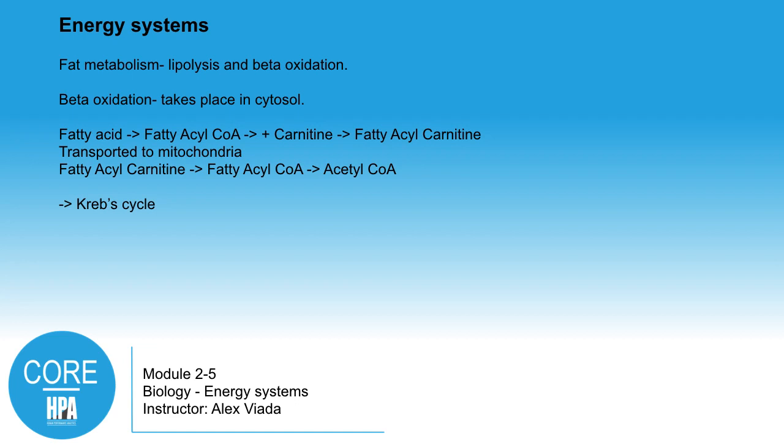Now, beta oxidation of fats, so called because of the process of breakdown, takes place in the cytosol as well. The fatty acid is broken down to fatty acyl-CoA, which is combined with carnitine. That is transported to the mitochondria, where fatty acyl-carnitine is broken down to fatty acyl-CoA, which is then broken down into acetyl-CoA. Now, initial beta oxidation does not require a mitochondria, but the breakdown of the product of that beta oxidation does take place in the mitochondria. So more mitochondria means that more of these substrates can actually be converted into energy.